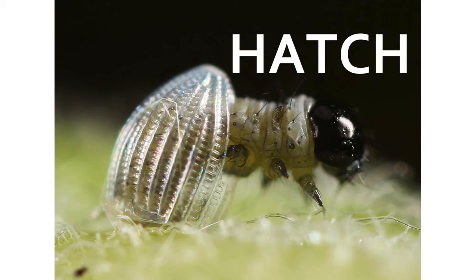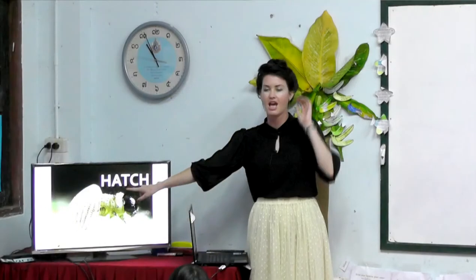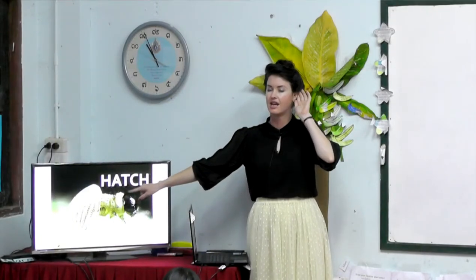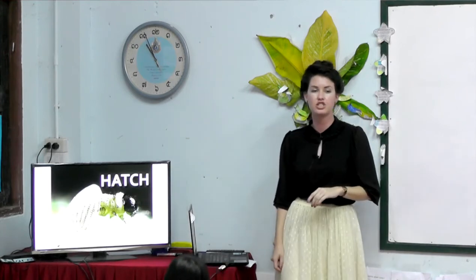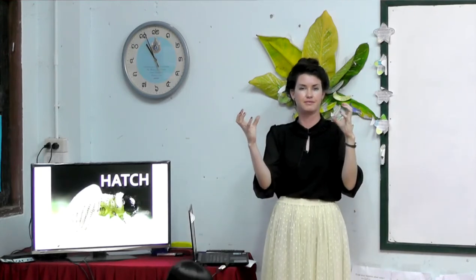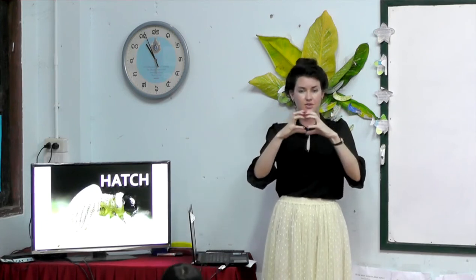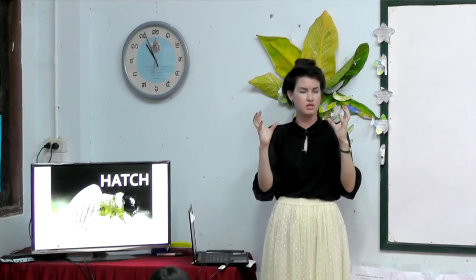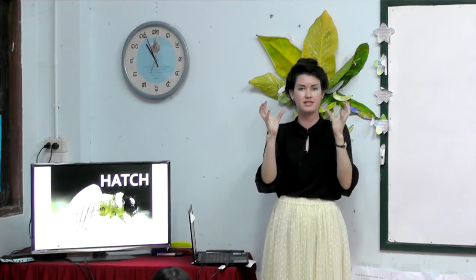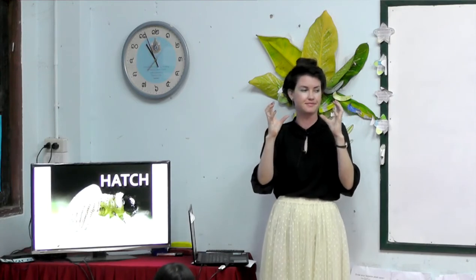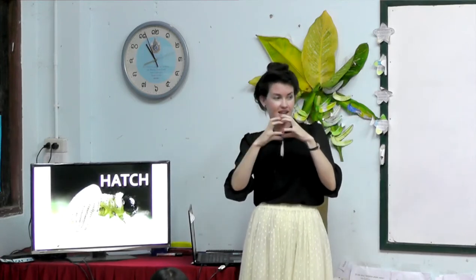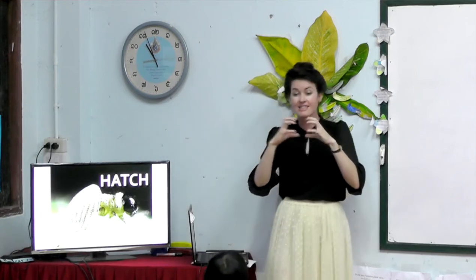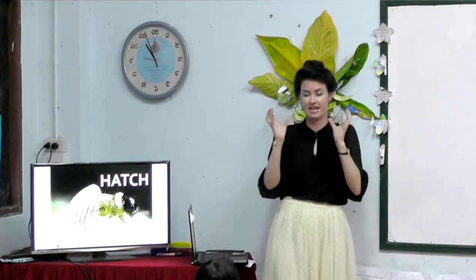Then, let's take a look at this word. Hatch. Hatch is when the egg breaks open. What other animal do you know that hatches out of an egg? Chicken. A chicken also hatches out of an egg. A duck also hatches. A snake also hatches out of an egg.